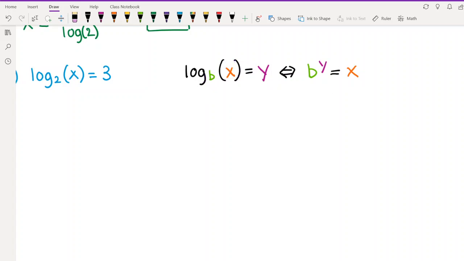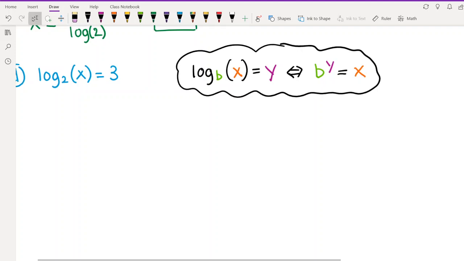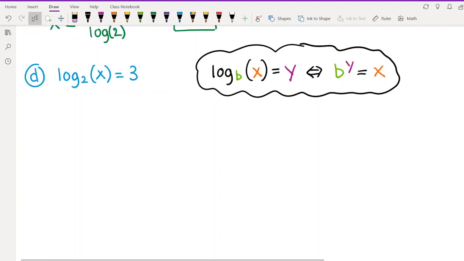So in this case, really all we have to do to solve this is to rewrite it as an exponential statement instead of a logarithmic statement. So if log base 2 of x is equal to 3, that must mean that 2 to the third power is equal to x. And what is 2 to the third power? It's 8. So that means that x is equal to 8. And that makes sense, right? Log base 2 of 8 is equal to 3. So that solution is correct.